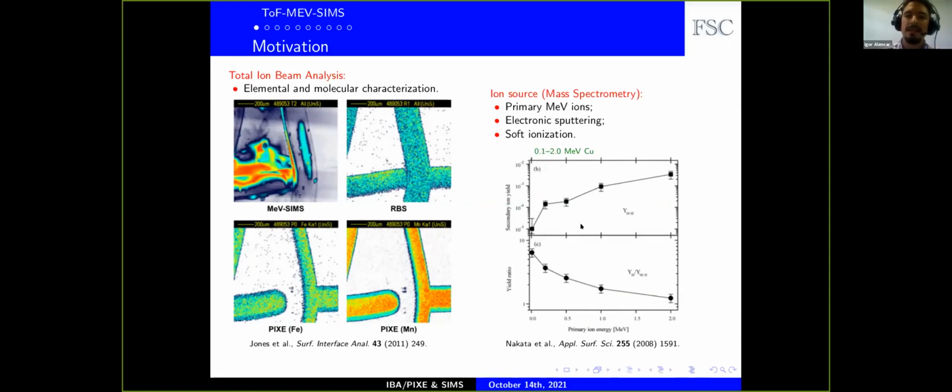So there is electronic sputtering, of course. I won't tell anything about it. But the ionization is softer than when we compared electronic sputtering to collisional sputtering. If you are watching the presentations about secondary neutrals mass spectrometry, you will know that perhaps the ionization is not that soft. And this is some of the results that we will show here.